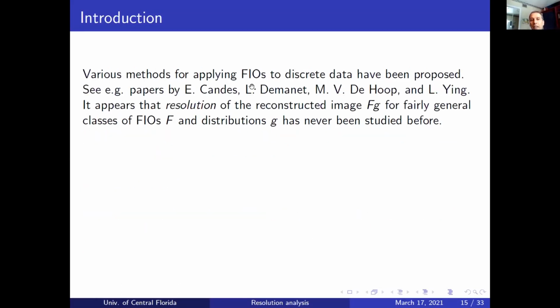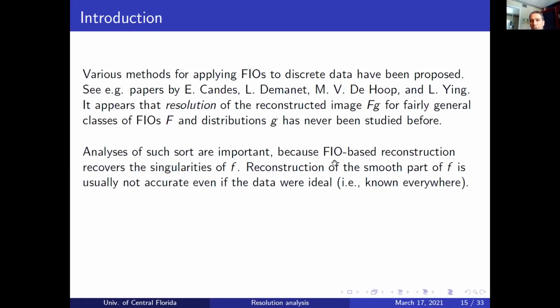In the literature, various methods for applying FIOs to discrete data have been proposed. So, for instance, papers by Candès, Demanet, and others. But it seems like the resolution of the reconstructed image, F g, for fairly general classes of FIOs F and distributions g has never been studied before. Analyses of this sort are important because generally FIO-based reconstruction is intended to recover the singularities of f. Reconstruction of the smooth part of f is usually not accurate, even if the data are ideal.